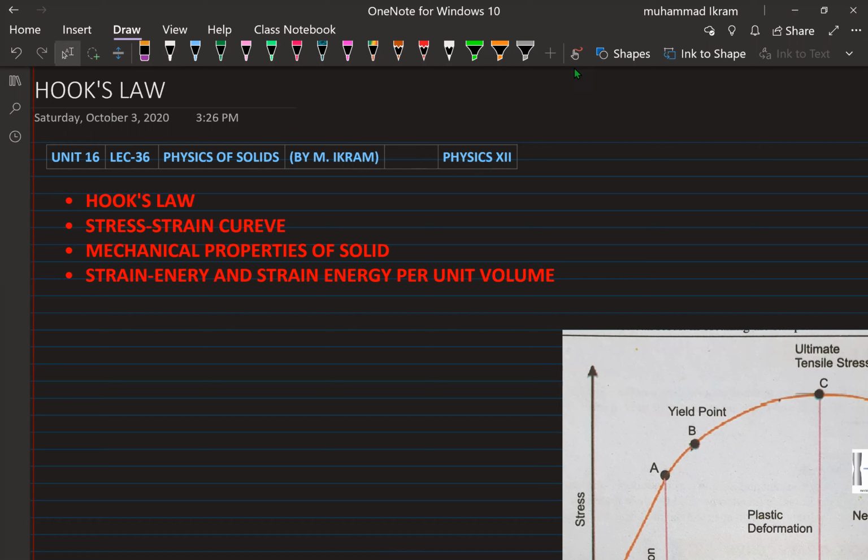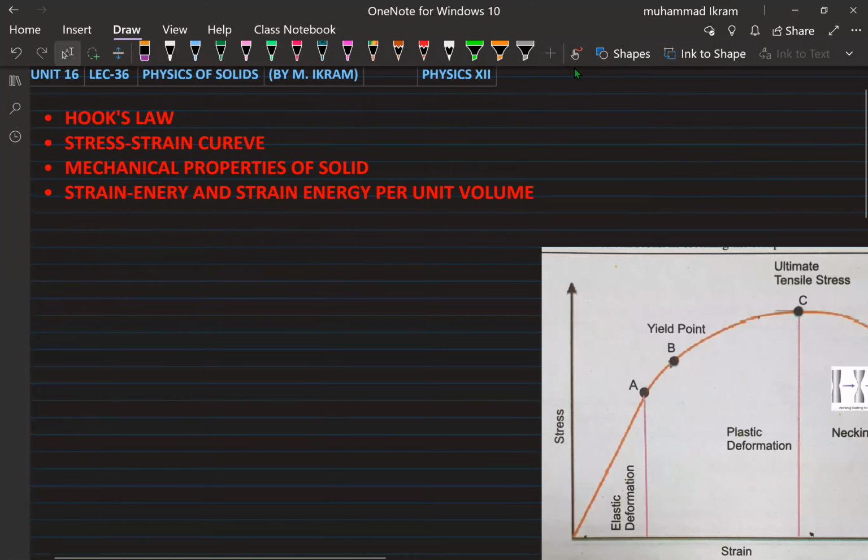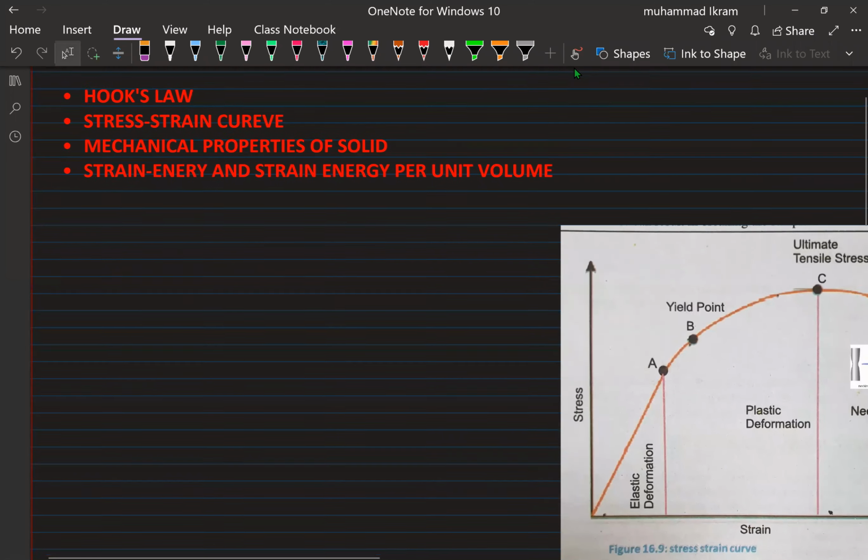Today is our 36th lecture, and today's topics include Hooke's law, the stress-strain curve, mechanical properties of solids, strain energy and strain energy per unit volume. So let us start with the name of Allah Almighty.